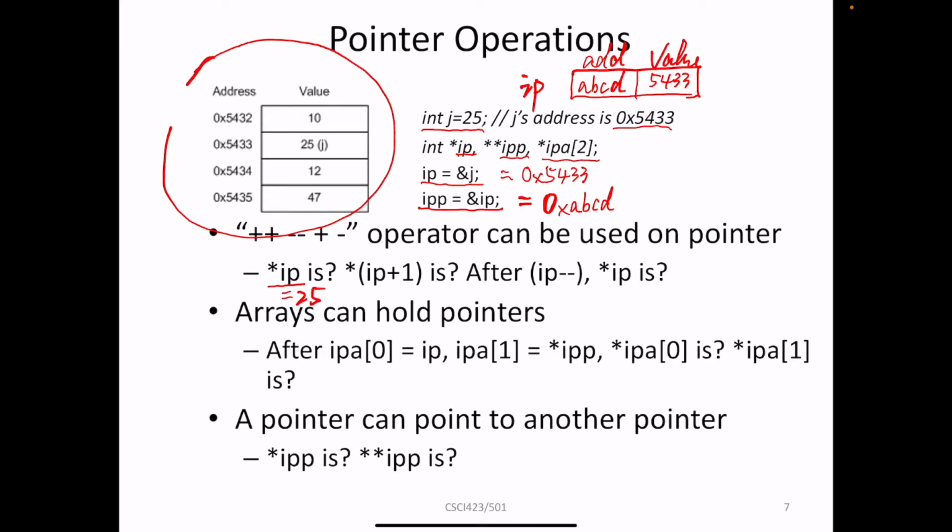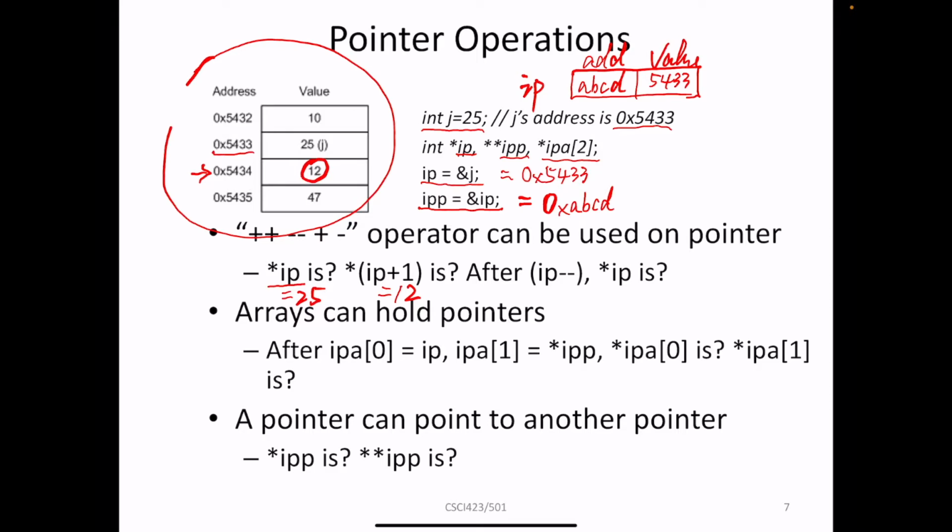For star ip plus 1, since the value of ip is 5433, when we increase the value of ip by 1, it means we increase the address 5433 by 1. Here, we increase this address by 1, so we point to 5434. After we dereference ip plus 1, we can get the value 12, which is stored in address 5434. Therefore, star ip plus 1 equals 12, which is stored here.